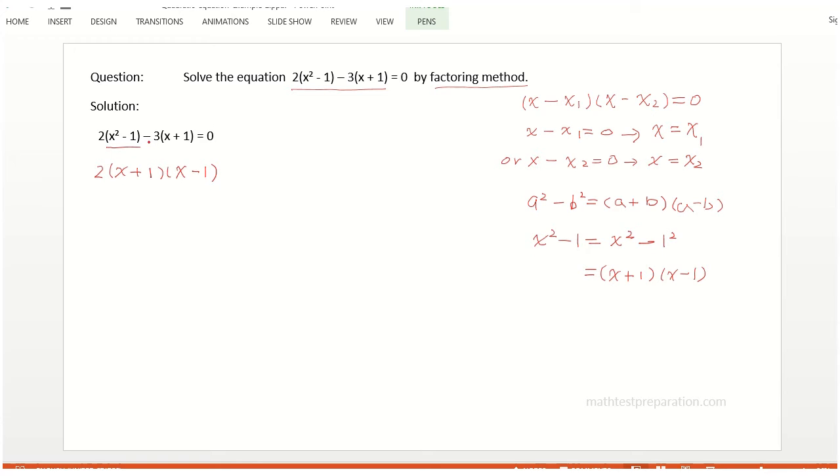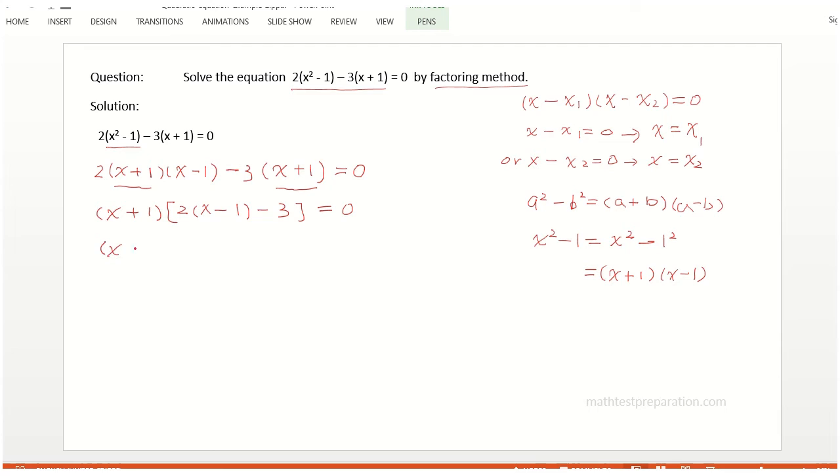Here is subtract 3 times (x + 1) equals 0. Now, the first term has x + 1, the second term has x + 1, so x + 1 is a common factor. Here is 2(x − 1) and subtract 3 equals 0.